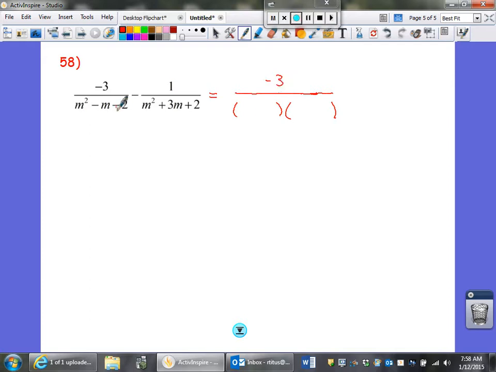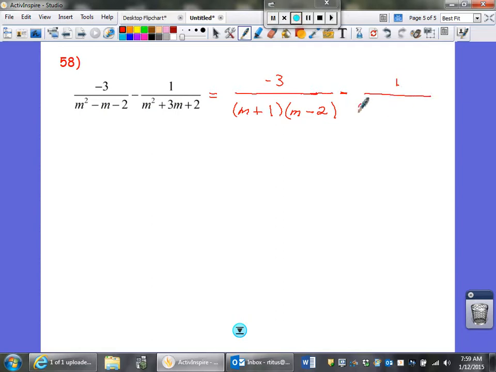The signs have to be, since it ends with a negative, plus and minus. We have to have m times m makes m squared. We have to have 2 times 1, and we need the middle number to be negative 1. So the 2 is the bigger number, therefore it has to be negative, and we'll have 2 and 1. Over here, minus 1 over.